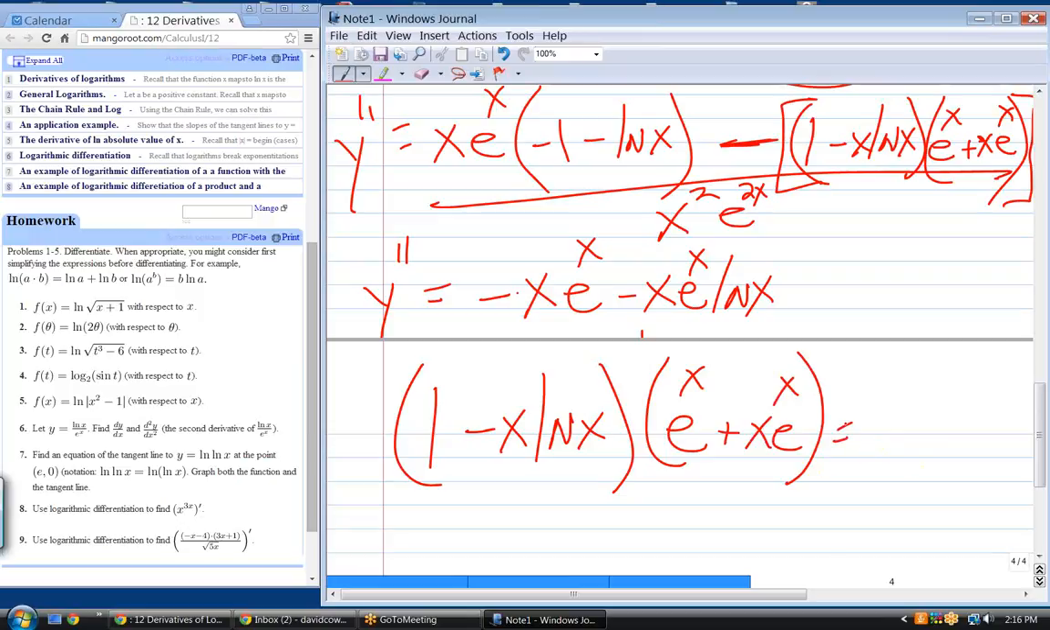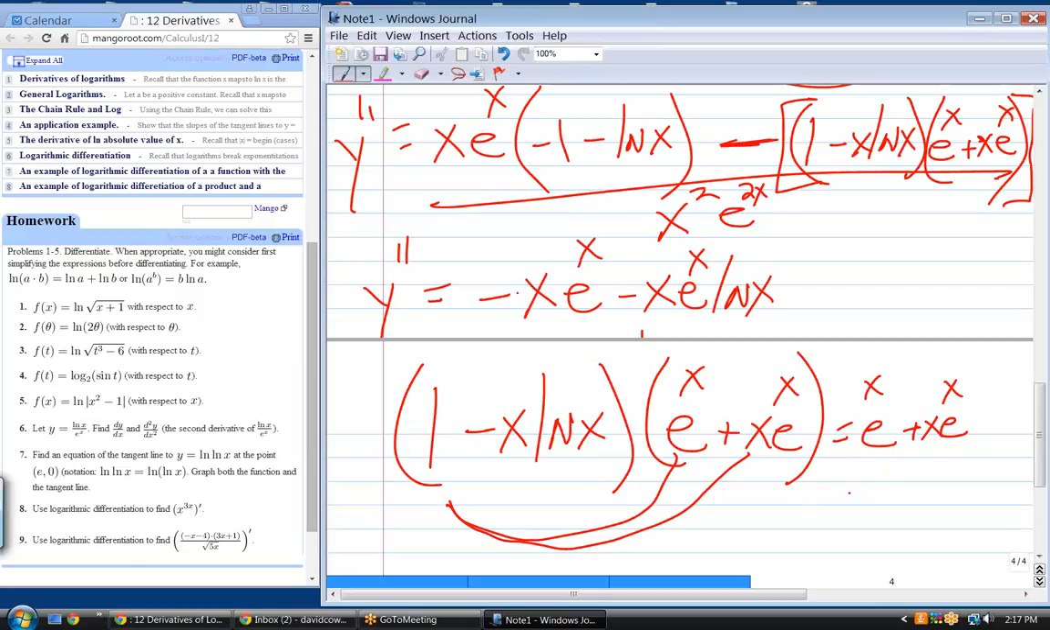What's that equal to? FOIL it. It would be e to the x minus x e to the x. Okay, the first term you get from that. Let's keep a methodology here by taking the first term and multiplying it by the second term. So plus x, oh, that's what you said.